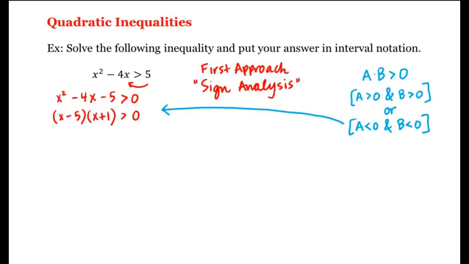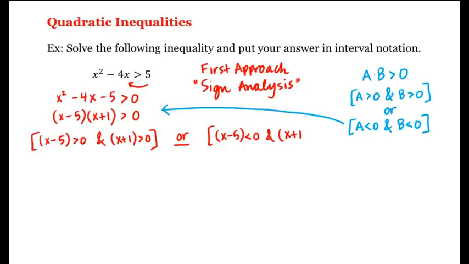We have a product of factors greater than 0, which means that the first factor, x minus 5, is greater than 0, and the second factor, x plus 1, is greater than 0, or the first factor is less than 0, and the second factor is less than 0, which means that x is greater than 5 and x is greater than negative 1, or x is less than 5 and x is less than negative 1.